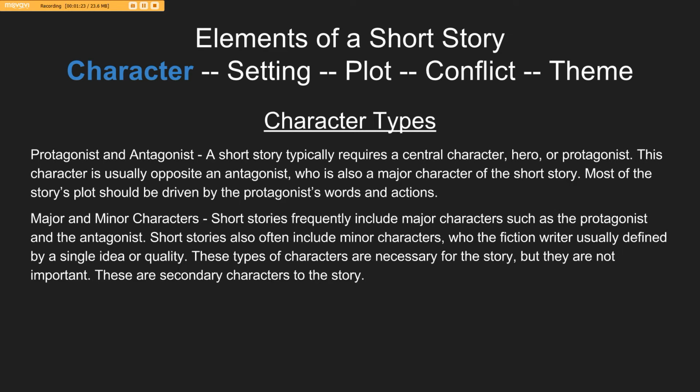Short stories frequently include major characters such as the protagonist and the antagonist. Short stories also often include minor characters, who the fiction writer usually defines by a single idea or quality. These types of characters are necessary for the story, but they are not important. These are secondary characters to the story.